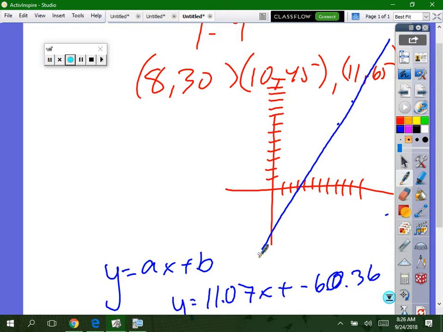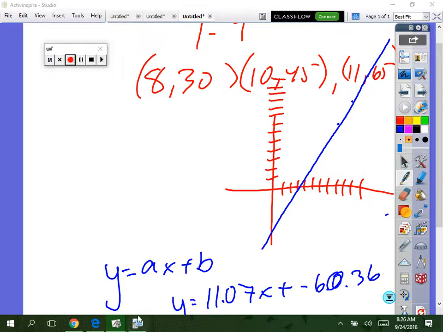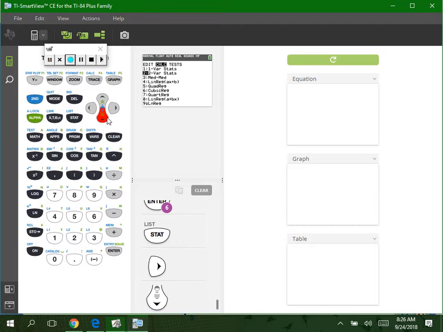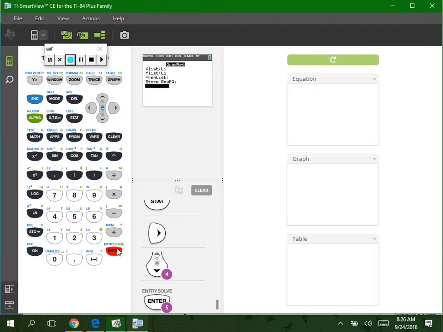So let's switch back again and go back to the calculator. Instead of a linear regression this time, we're going to do a quadratic regression. So where's that at again? We're going to hit stat, calculate, over, down this time to number 5. Hit enter. L1, L2 in this case.